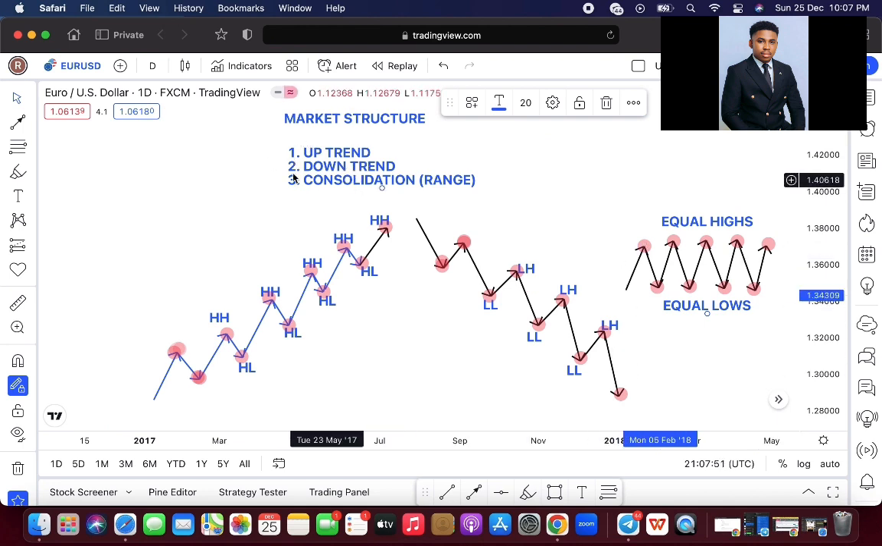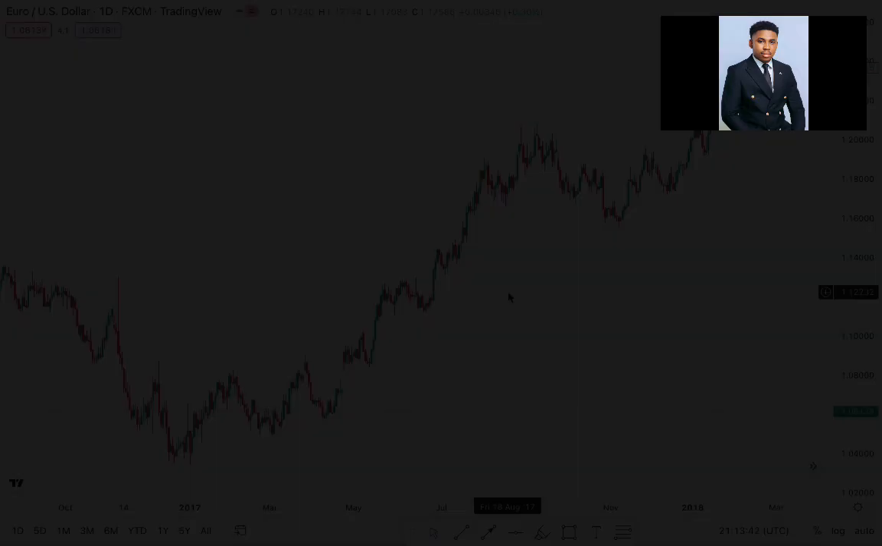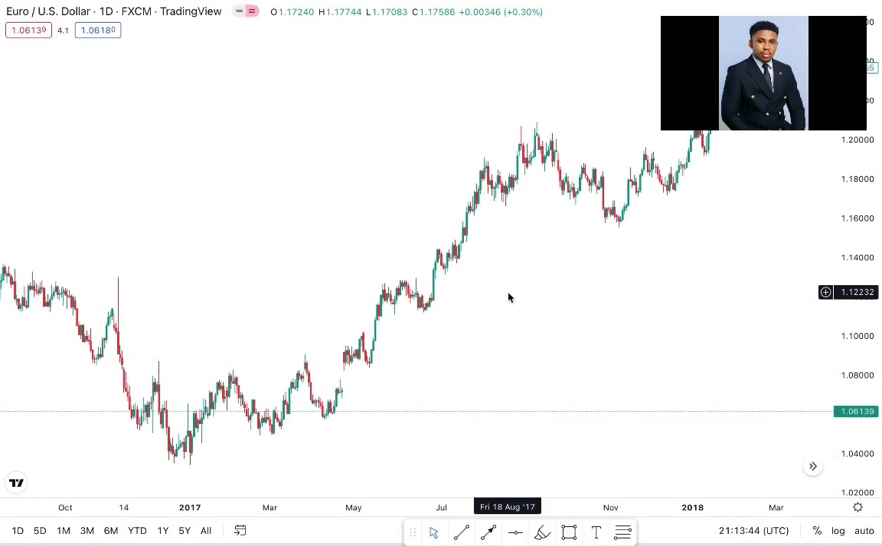This is exactly what I told you guys, that the market moves in three phases: an uptrend, a downtrend, and a consolidation phase. Okay, and I've shown you guys what they look like theoretically, but I'm going to show you on the charts so that you can also see what I'm talking about. So this is a chart on Euro USD on the daily time frame, and you can see that this market is pushing to the upside.